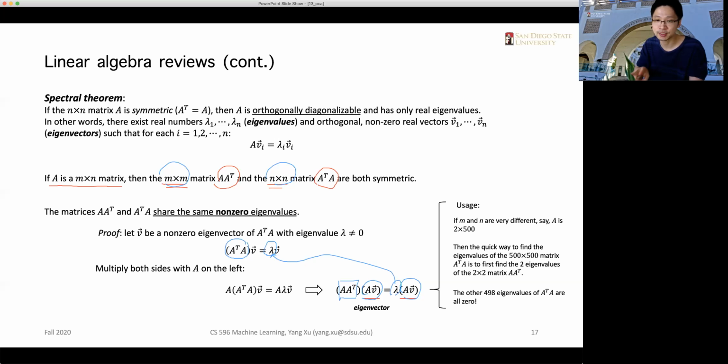That's an interesting property because the result of A times A transpose is just a 2 by 2 matrix and it's symmetric. And by the spectral theorem, we know that a 2 by 2 symmetric matrix would only have 2 non-zero eigenvectors, and they have 2 non-zero eigenvalues as well. And these 2 eigenvalues are just the 2 non-zero eigenvalues in the 500 by 500 matrix, and all the other eigenvalues are 0. So that's a really, really helpful property to us.